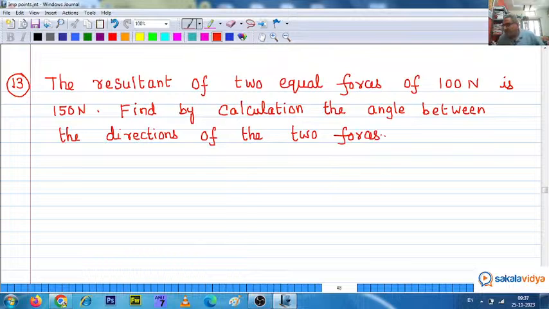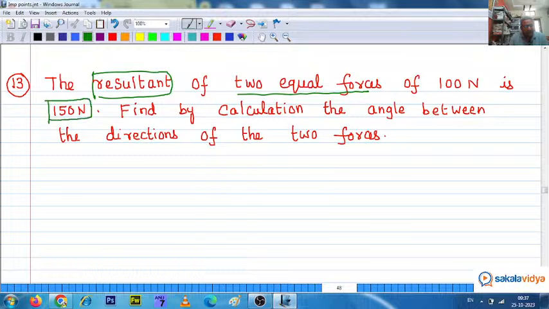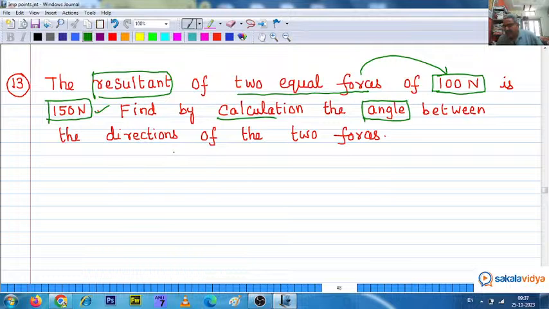First try to understand the question, what is given in the question. See my dear students, the resultant of two equal forces, this is very important, is 150 newtons. The resultant of two equal forces, each is 100 newtons. That's important. That means first force is 100 newtons, second force is also 100 newtons, whose resultant is 150 newtons. Then by calculation, the angle between the two forces we need to find out, just like the previous question only.